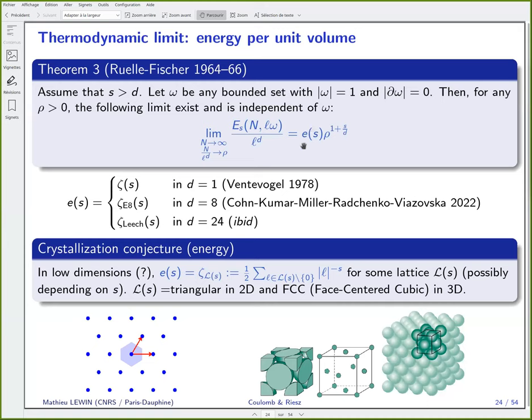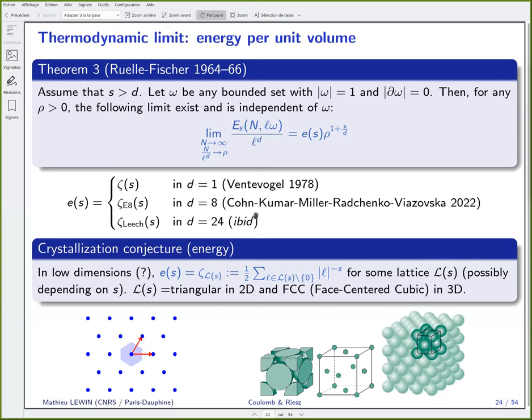So you see that we are interested in this constant E of S, and if you remember the crystallization conjecture which I stated for you last time, then the energy per unit volume must converge to something which I can compute for lattices, because I conjecture that those are lattices. In general, this E of S is unknown, except in dimensions 1, 8, and 24. In dimension 1, we know that E of S is equal to the Riemann zeta function of S, which is just saying that my points are sitting on an infinite lattice, which is just Z, if you work at density one. So they are just sitting on all integers. And when you compute for such a lattice the energy, you just get the Riemann zeta. This was proved way back in 78 by Vantevogel.